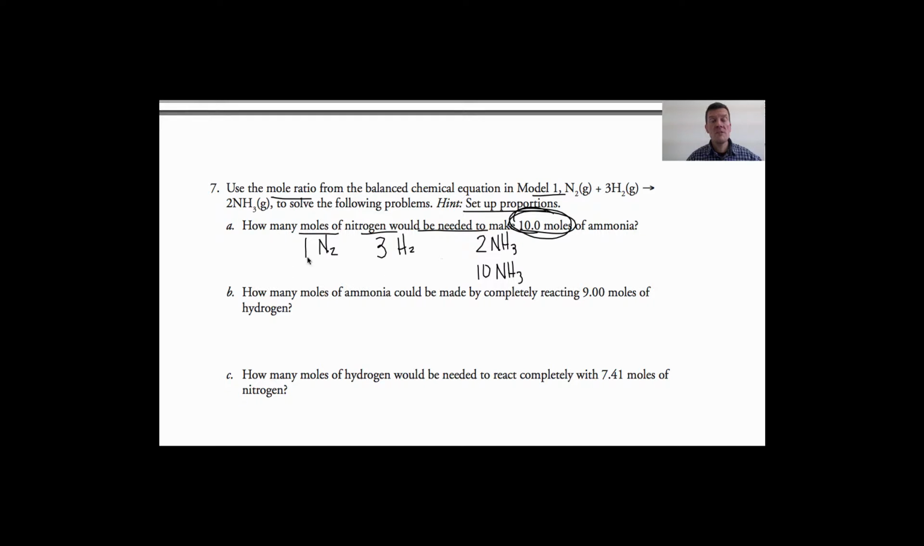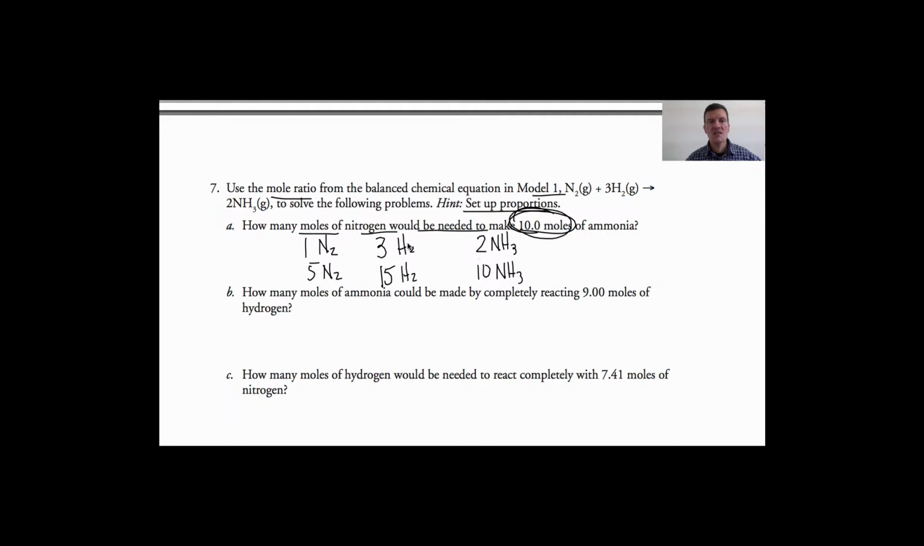Well, all of these coefficients have to stay in the same ratio for this particular reaction. So if this number of moles of ammonia all of a sudden becomes 10, it just got multiplied by 5. That means these would have to get multiplied by 5 as well in order to keep the reaction in the same ratio. And I would have to have 5 moles of nitrogen, 15 of hydrogen to produce 10 moles of ammonia. If you want to use a proportion, you certainly can.